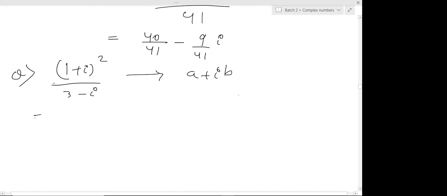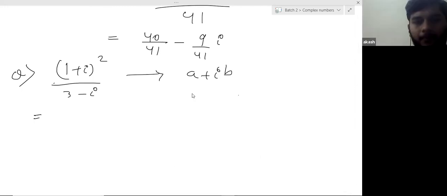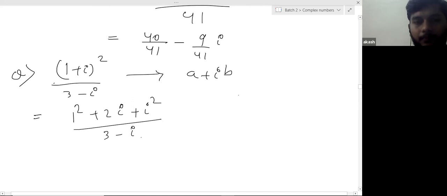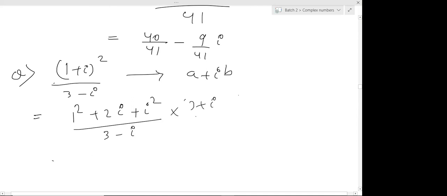So first we can substitute the values of (a plus b) whole square, right? So 1 square plus 2i plus i square, by 3 minus i into 3 plus i. Into 3 plus i. All right.